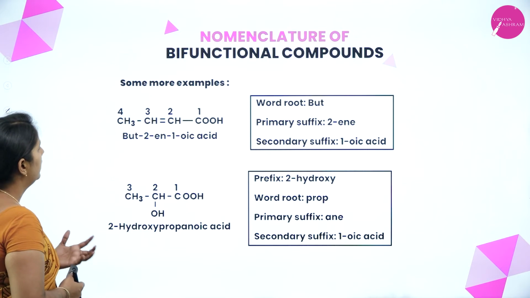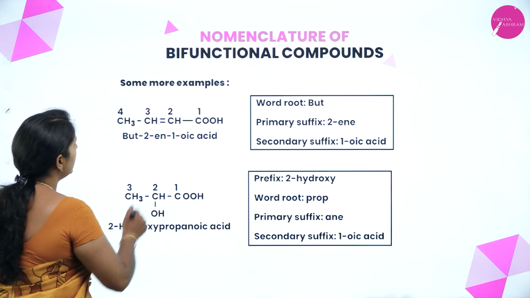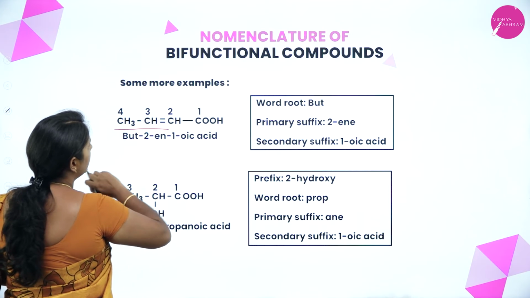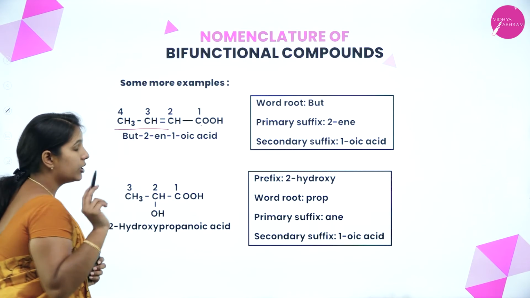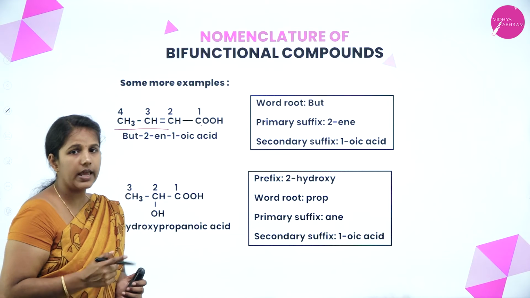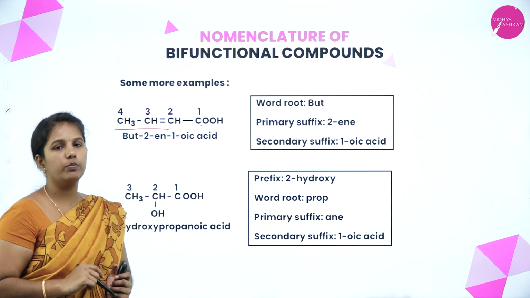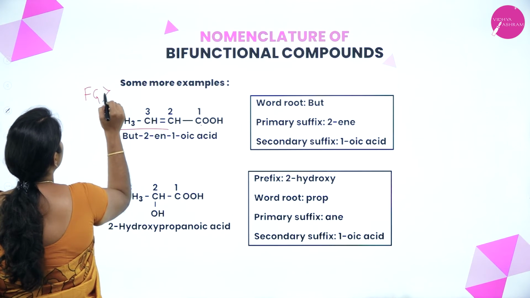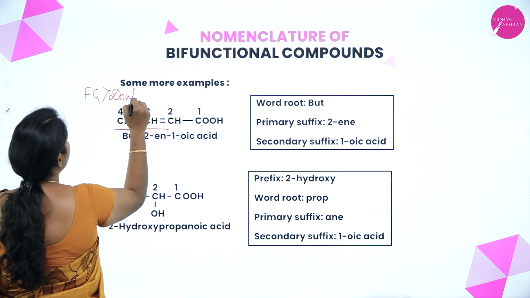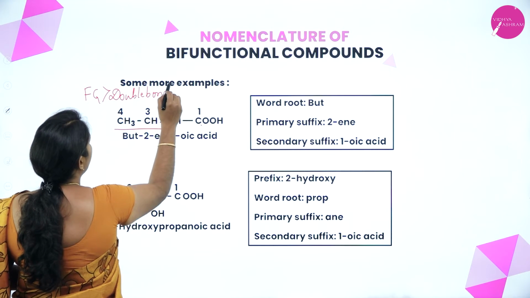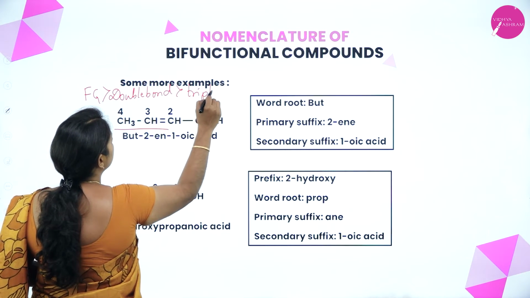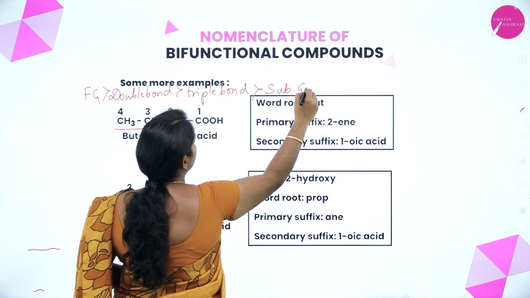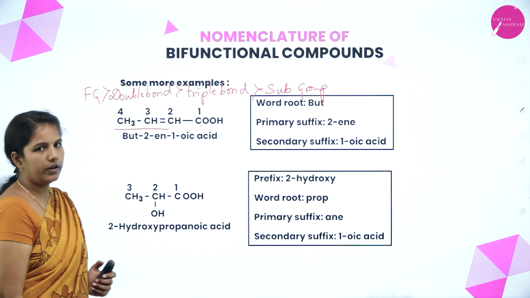Clear? Okay. We have one more example. You can see that this is an alkene. It is not an alkane because we have a double bond. Correct? So then we have a functional group. If a functional group is there, or a double bond, or a triple bond, or a substituent group, again we have to go with the preference order. That is, the functional group should get preference first, then the double bond, then the triple bond, then the substituent group. This is the priority order.